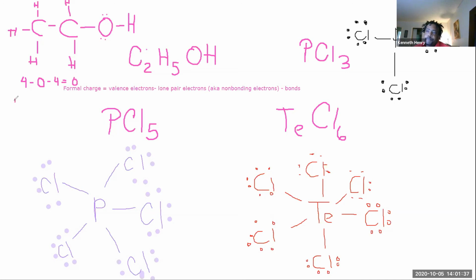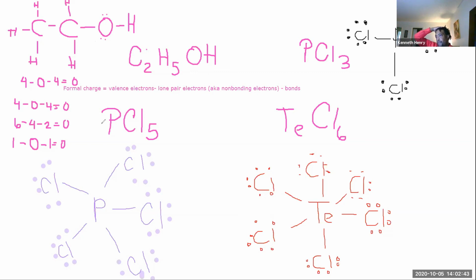What about this carbon here? Valence electrons 4, lone pair electrons 0, number of bonds 4. This oxygen: valence electrons 6, lone pair electrons 4, number of bonds 2. And hydrogen: valence electrons 1, lone pair 0, and bonds 1. Okay, so this is an example: 0, 0, 0. So that's a good structure.